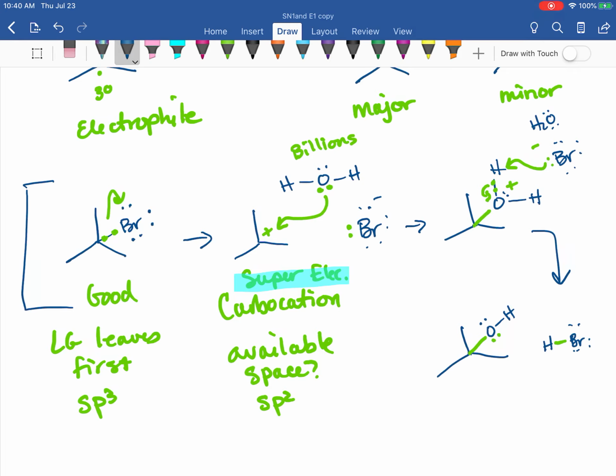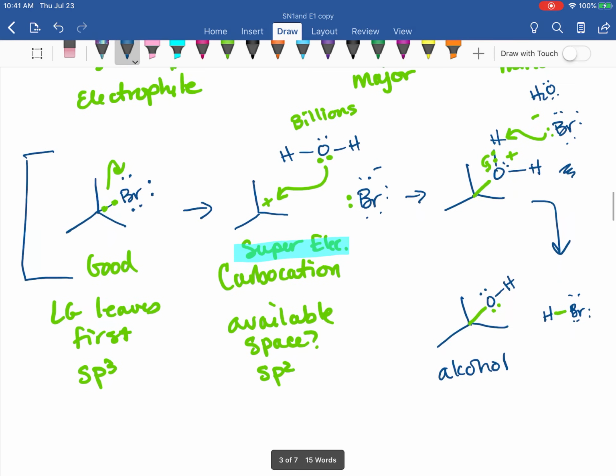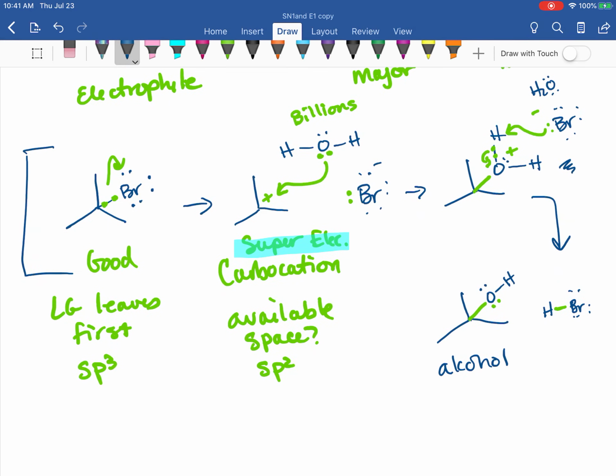And then what is left behind? That's it. So we just made an alcohol and a very strong acid, HBr. Now we know from pKa's that you likely are going to have this in your solution as well, so you're going to have to treat that with a little bit of base in your sep funnel if you're doing this in the lab. So we just made an alcohol.